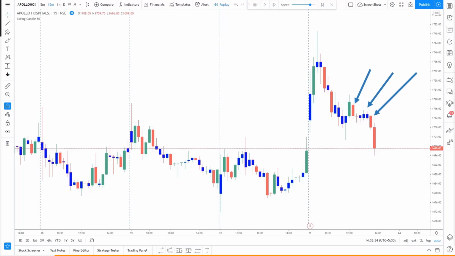After identifying all the three components, leg in, basing, and leg out, we will draw the zone. In this case, we have a drop, base, drop. Using the zoning rules, the proximal line will be the lowest body in the basing and the distal line will be the highest high in the pattern, excluding the leg in.